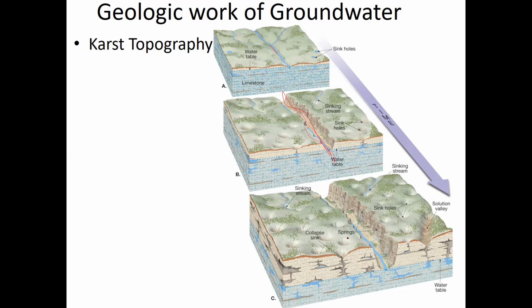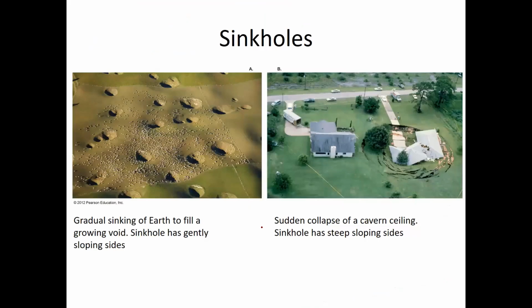Now the caverns, what happens is sometimes their ceiling collapses and it forms what are called sinkholes. And these streams can then flow into the sinkholes and become part of the groundwater system. And then water can flow out as springs. So this topography is karst topography. It's shaped by the subterranean weathering, chemical weathering of the rock by groundwater. And so sinkholes are a very common feature of karst topography.